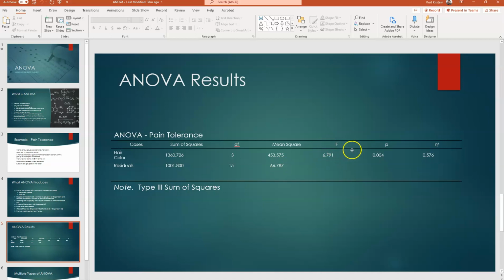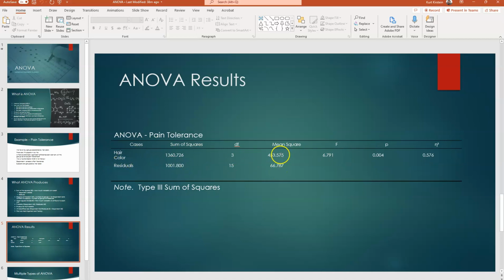How do we get our F statistic? Our F statistic in this particular case is 6.791, telling me that we are able to track a good amount of variability in the changes from group to group. That tells me that those means are probably statistically significantly different. We get this value by dividing the hair color mean square by the residual mean square.